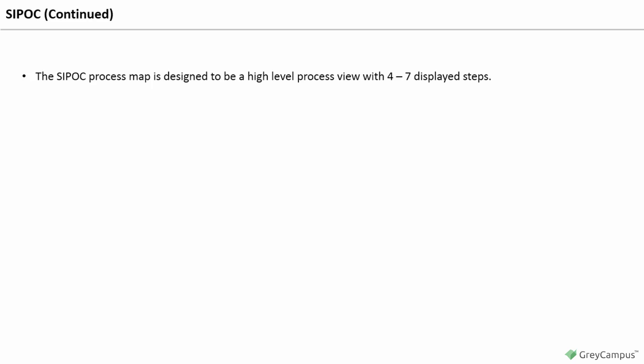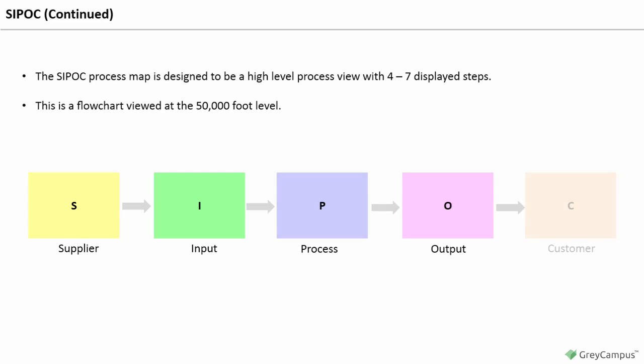The SIPOC process map is designed to be a high-level process view with 4 to 7 displayed steps. This is a flowchart viewed at the 50,000-foot level. The map enables all team members to view the process in the same light. Various Six Sigma authors warn against making the diagram too detailed and thereby losing the ability to focus on a Six Sigma improvement project that has a significant reward. As you can see in the diagram, SIPOC is an acronym of suppliers, inputs, process, outputs, and customer.